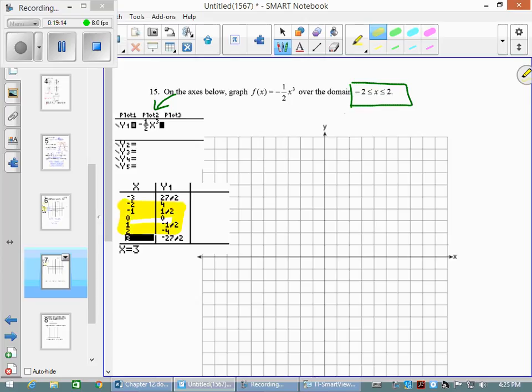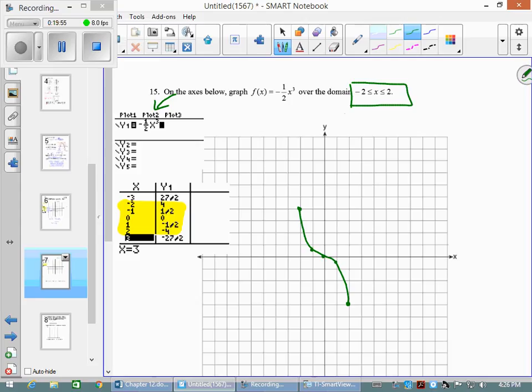So when I go to graph this now, I'm going to start with -2, 4, -1, 1/2, 0, 0, 1, -1/2, and 2, -4. And then do the best that I can to connect my points. Now when you graph this, make sure that you don't include arrows on the end because they only want up to and including -2 to 2. So you do not want to put arrows on that.